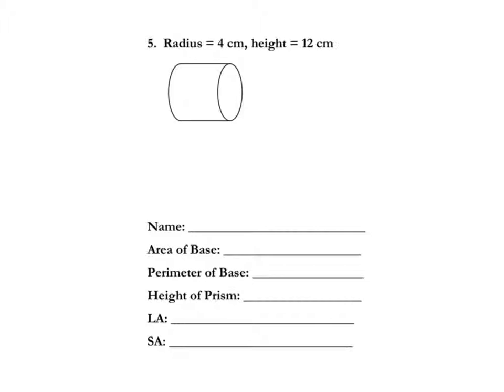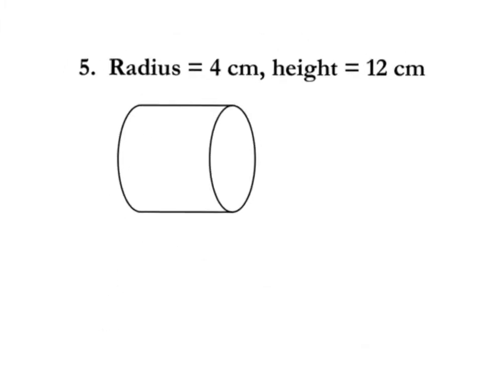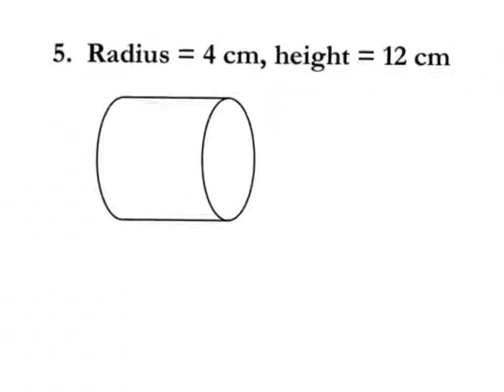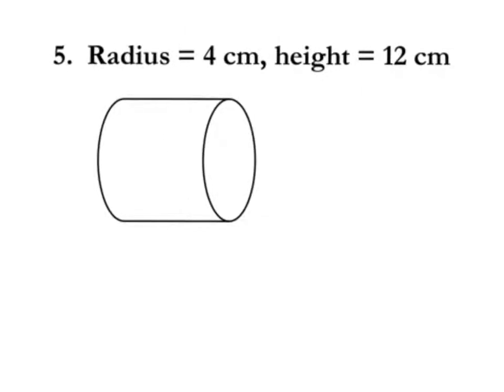This is a cylinder, and it gives us a couple pieces of information. It gives us that the radius is 4, and the height of the cylinder is 12. So the radius is 4, which means we can draw that in right here. And the height of the cylinder, meaning, again, guys, remember, base to base. The base here is a circle. So to the other base, that's the height of the prism. Okay, so the height is 12.